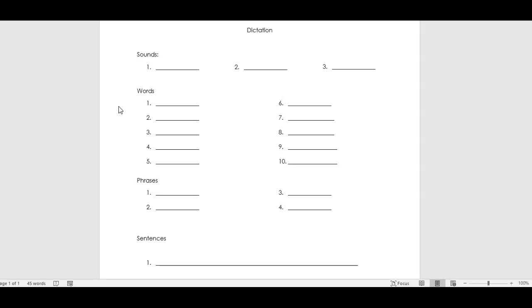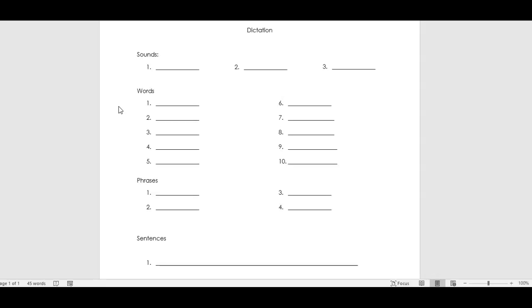Number five, say splendid. Tap out the syllables in splendid. What's the first syllable in splendid? Write that down. What's the second syllable in splendid? And write that down. You should have splendid.